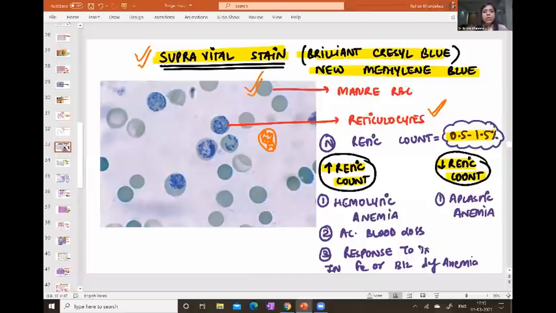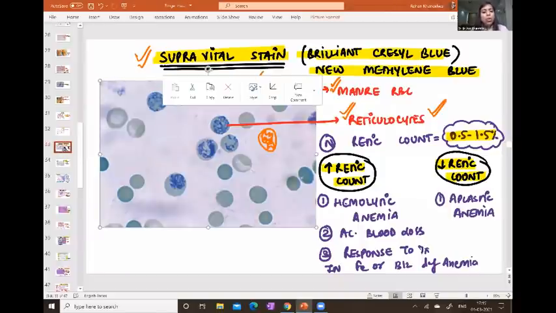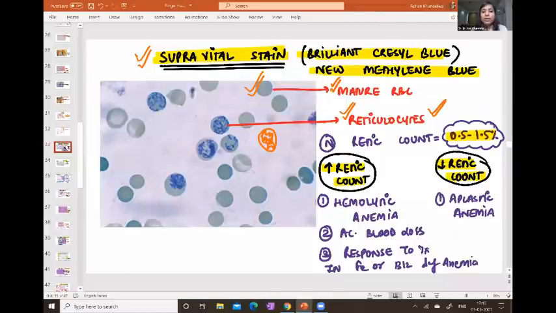Now, a lot of questions can come up from these reticulocytes. One, they are immediate precursors of RBCs. Second, what is the normal retic count? It is 0.5 to 1.5%. In this image, I can see 1, 2, 3, 4, 5, 6. I can see a lot of reticulocytes which are there, right? So that means the patient has some abnormality, right?